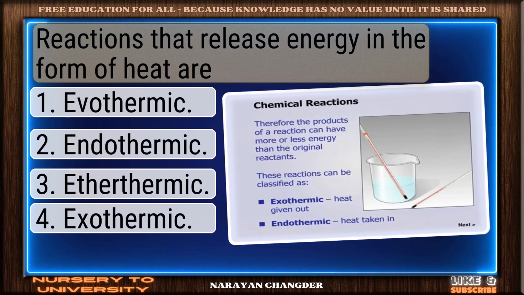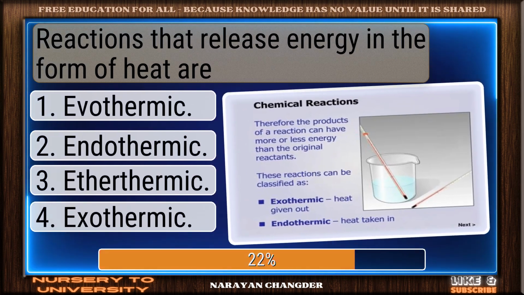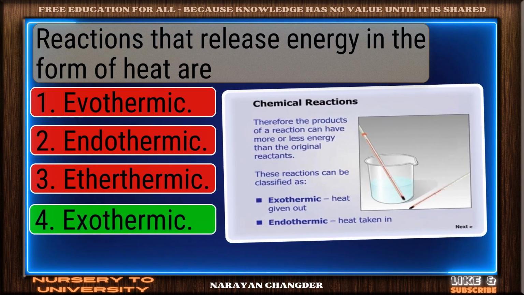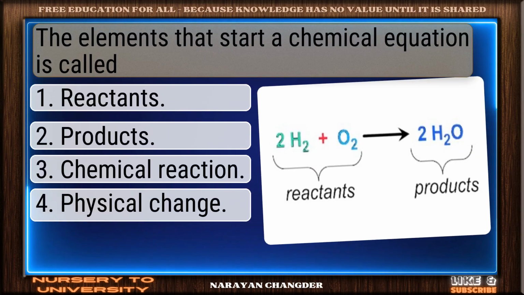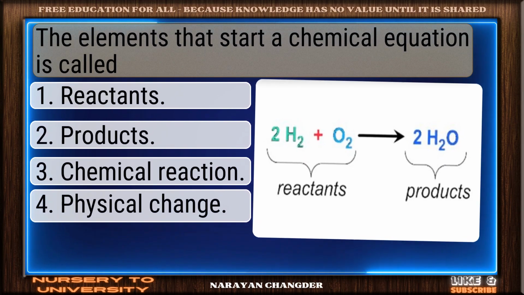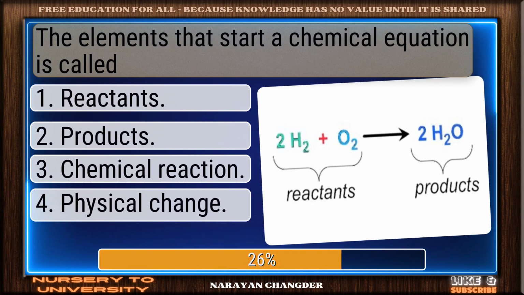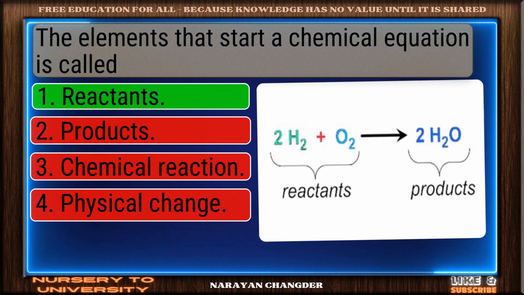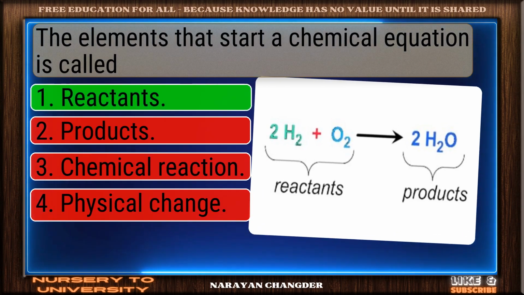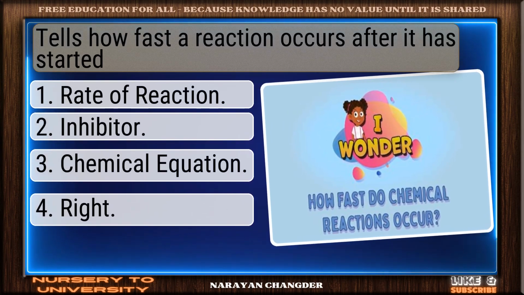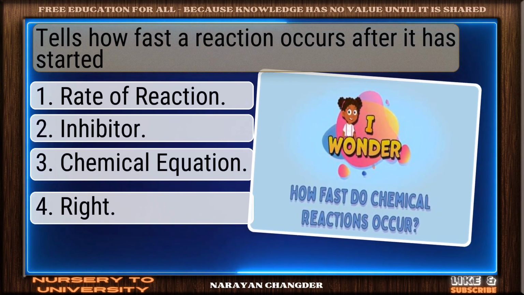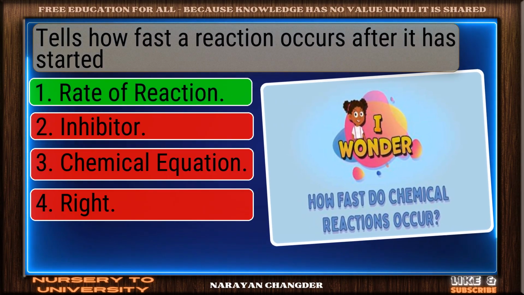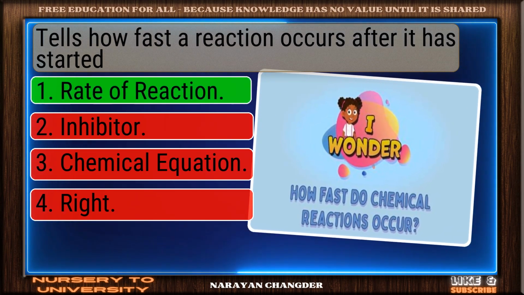Reactions that release energy in the form of heat are. On track. Exothermic is the correct answer. The elements that start a chemical equation is called. Solid response. Reactants is a valid choice. Tells how fast a reaction occurs after it has started. You chose rate of reaction, and it is correct.